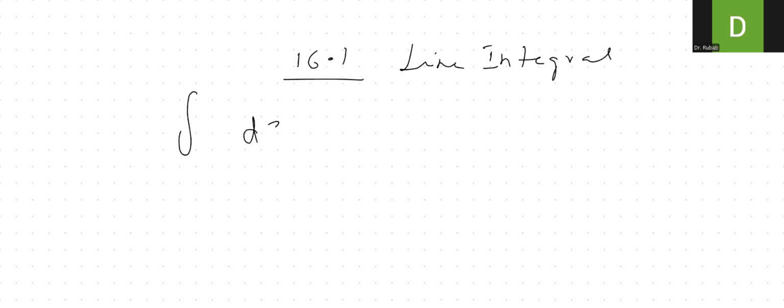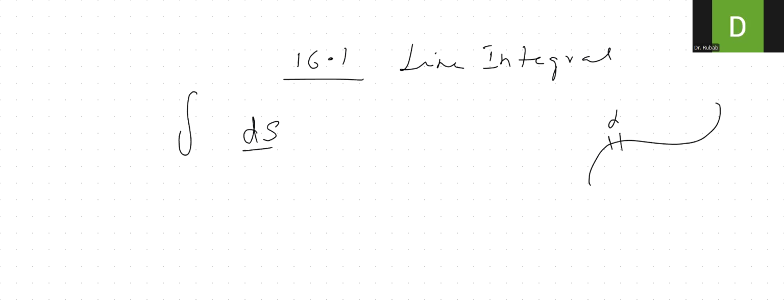In this lecture, we will discuss 16.1, how to solve line integral. Line integral is different from double integral because in this integral, you have to integrate with respect to ds. Now, what is ds? If this is the arc, then the arc element is ds, right?